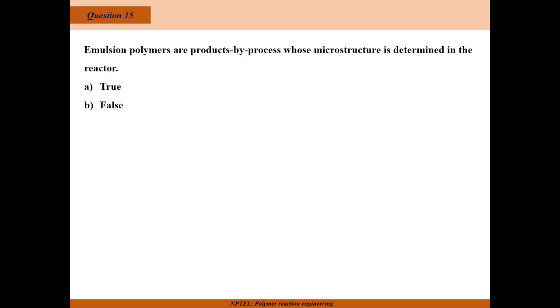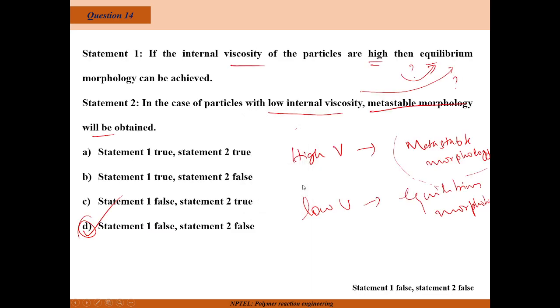Here, what does metastable indicate? Can you explain again? Metastable basically means there are multiple stable options. The morphology can vary from one to another, and mostly all are stable in nature. Whereas equilibrium morphology is the one where it will equilibrate to just one kind of morphology.